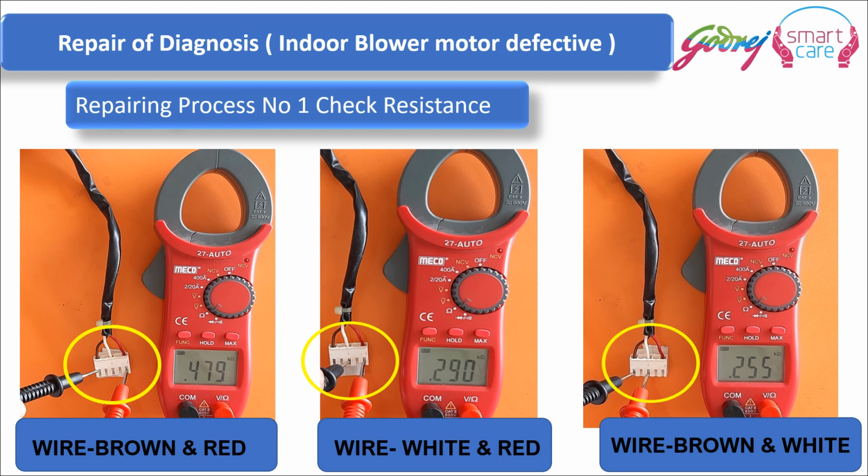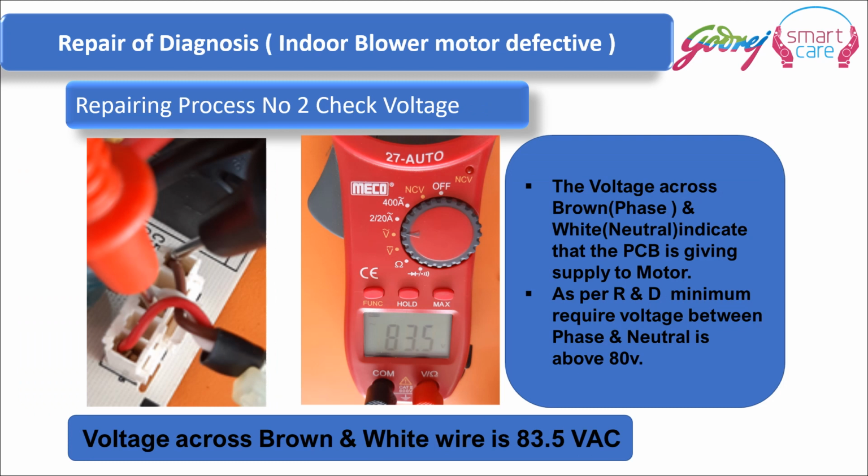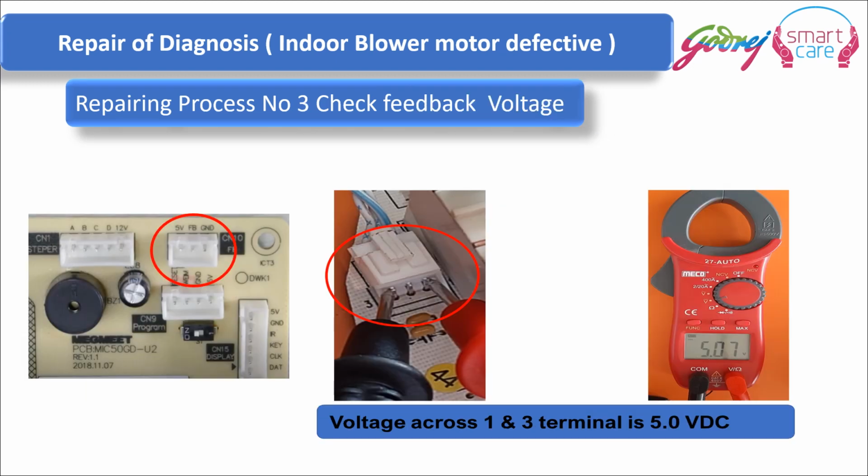We have to check the resistance in the indoor blower motor between brown and red wire, between white and red, and between brown and white wire. The voltage across brown and white wire is 83.5 volt AC. Voltage across 1 and 3 terminals is 5 volt DC.